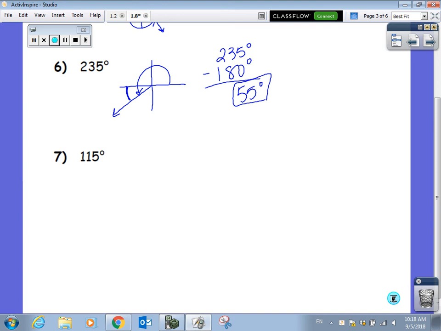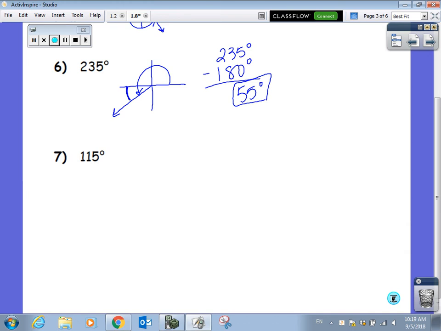On that 235 one, would you also accept 135? It's not acute. Must be acute. So a reference angle must be acute and positive. So it has to be between 0 and 90.